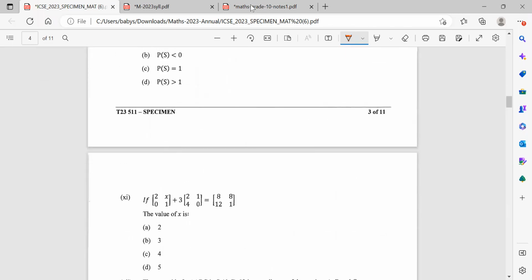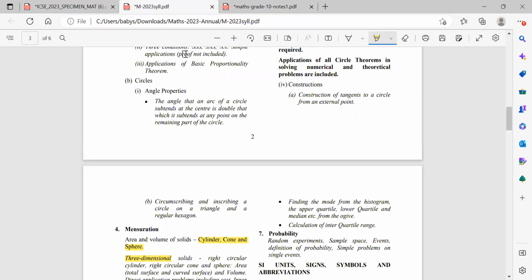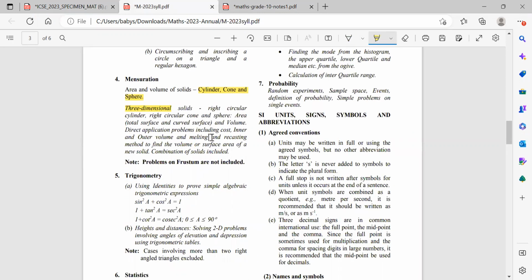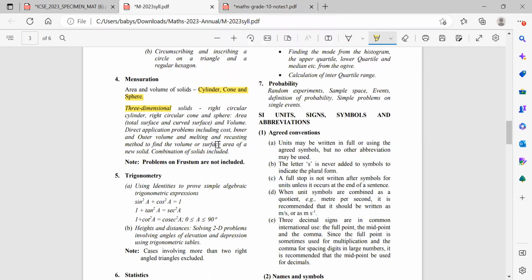Okay, let's go back to this. We are done with cylinder and cone, and go back to your syllabus. So yes, it's here, mensuration. We don't have anything like hollow cone, so don't worry. Hollow cone in the sense like 2 concentric cones, and that is right now not there. So don't worry. You can have hollow cylinder, but it's like a ring.